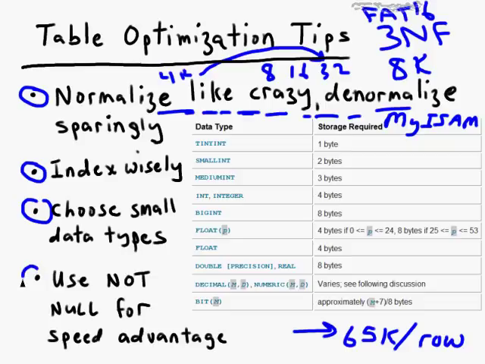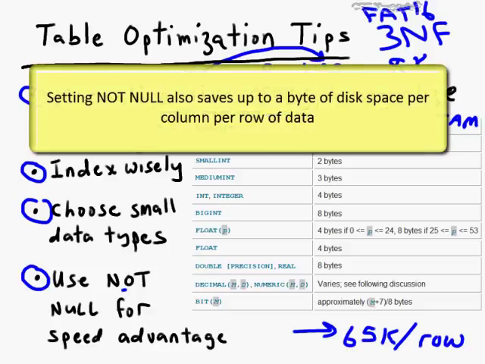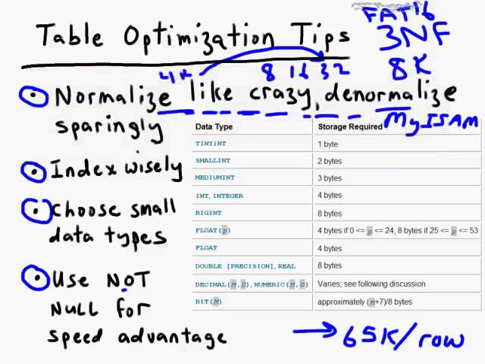Finally, we want to be judicious and use not null for a speed advantage. There is a slight speed advantage in queries where we specify not null, because when we do allow nulls for columns in a table, this simply slows down query processing. That's all there is to it.